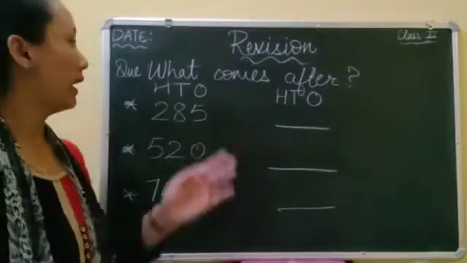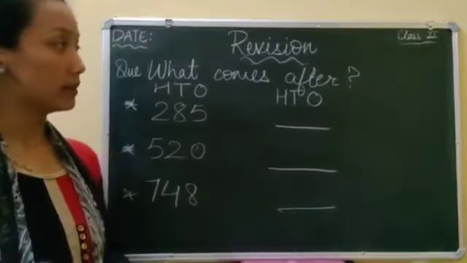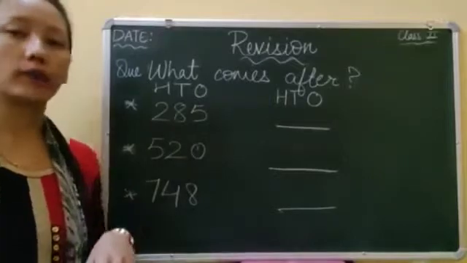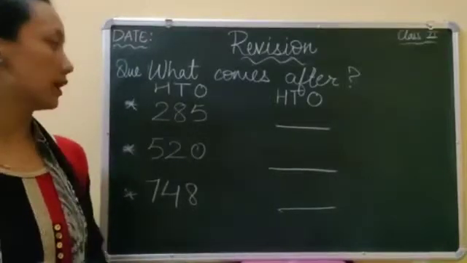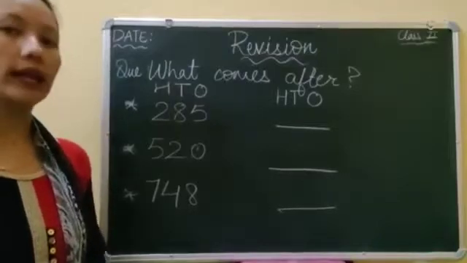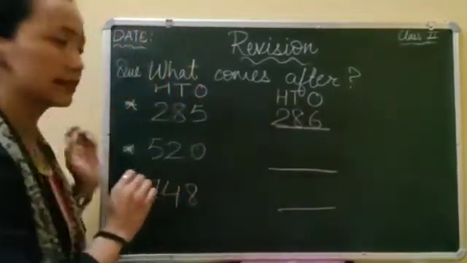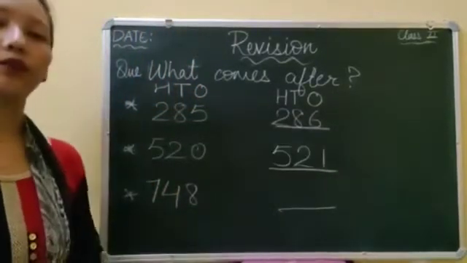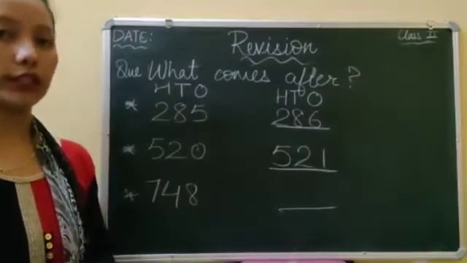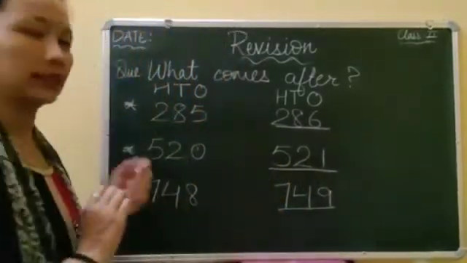Next question we have, what comes after? Here you have to write the numbers that come after the given number. Okay. First we have 285. Now tell me, what comes after 285? Tell me, students. Yes, 286. So right here, 286. Right. What comes after 748? Yes, 749. So right here, 749. Okay.